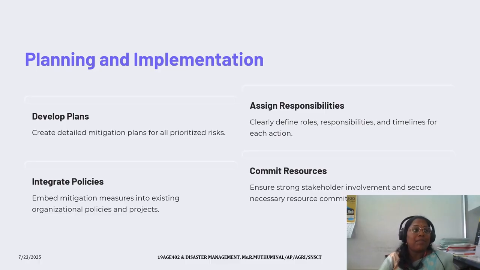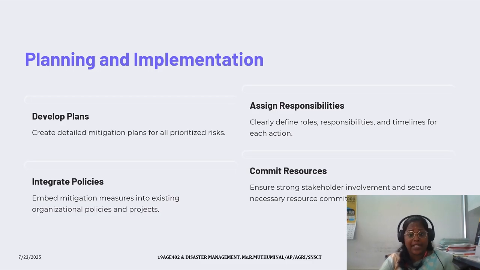After doing so, initially we have to plan and implement. Planning and implementation could be done under four key phases. That is, we have to develop a plan, we have to assign responsibilities, we have to integrate policies, and also we have to commit some resources. Under the development of plan, we have to create a detailed mitigation plan for all prioritized risks.